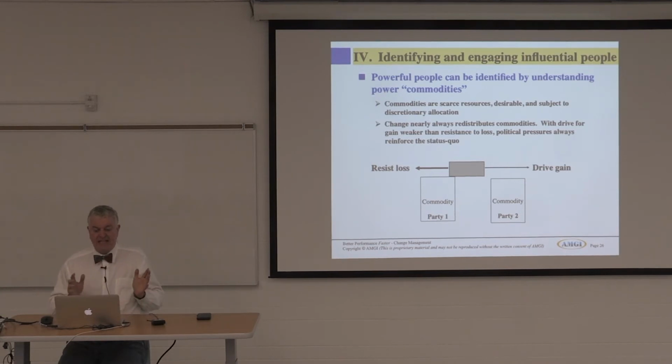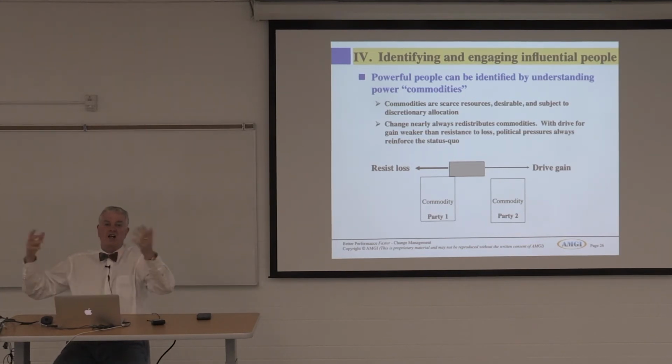Powerful people can be identified by understanding power commodities. Let's get real. The person with the money is the person who has great power. All you have to do is look at the political parties. Any country, by the way, not just the United States or Britain or Canada. The political parties are funded by interest groups, and those with the biggest money have the biggest influence.